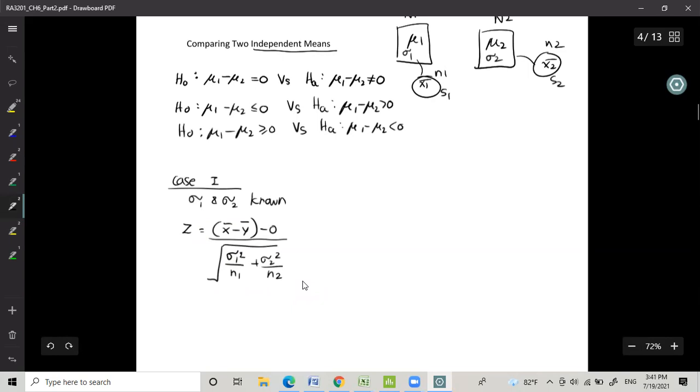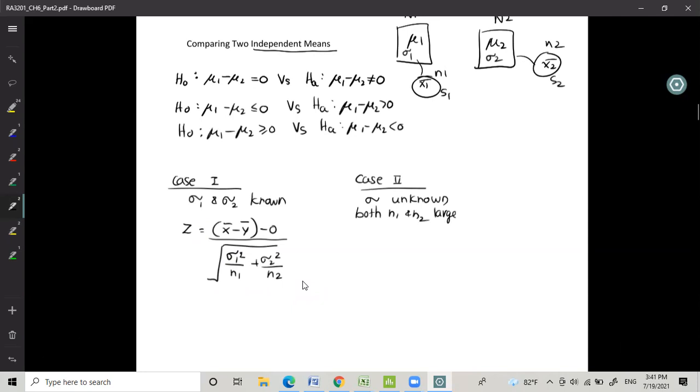Okay. What is case 2? Sigma unknown, and both n1 and n2 large enough. Okay, both of them. If one is very small sample size and the other one is large, still you have to go for case 3, right? Because with the smaller sample size, you can't assume the normal distribution. So in order to use case 2, if you do not know sigma, both sample sizes should be large enough. Then only you can use the Z score.